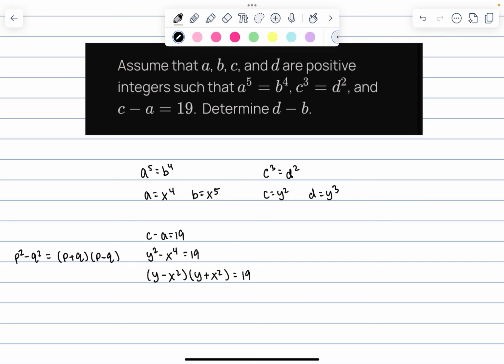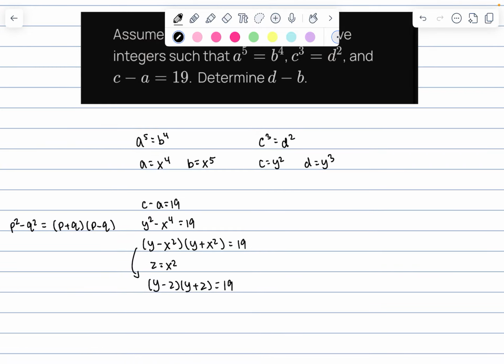And then we can define some variable z to equal x squared. So we have z equals x squared. Then this becomes y minus z times y plus z, and this also equals 19. Since 19 is prime, the only possible values of either y minus z or y plus z are 1 or 19. But since y minus z and y plus z are positive values, y minus z must equal 1.